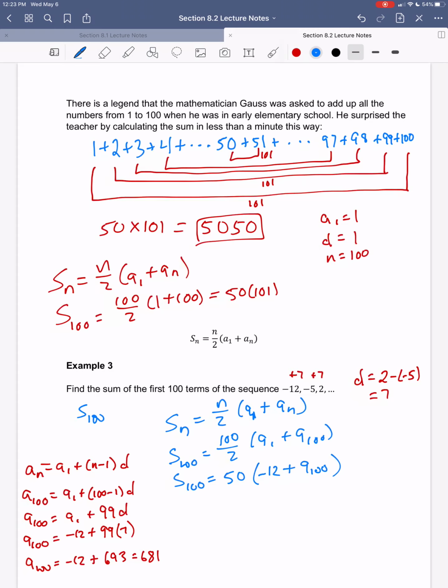So what do I get here? My sum then, I figured out that this number must be 681. So the sum of the first 100 terms is going to be 50 times 669, right? So 669 times 50, we get 33,450.